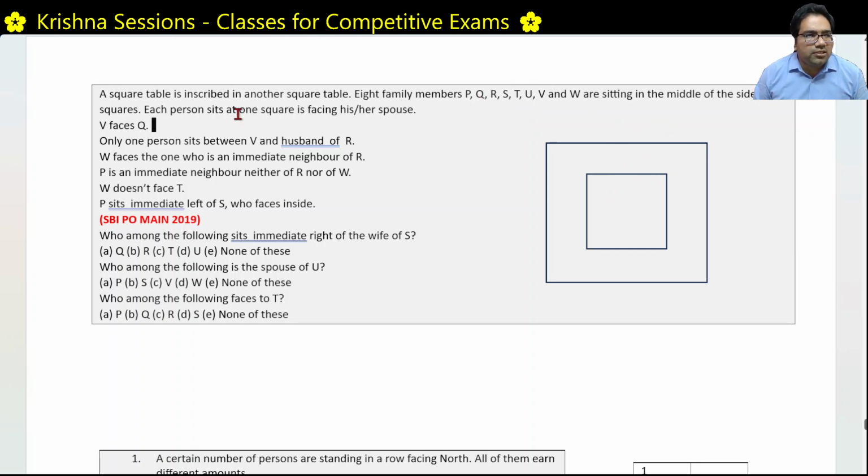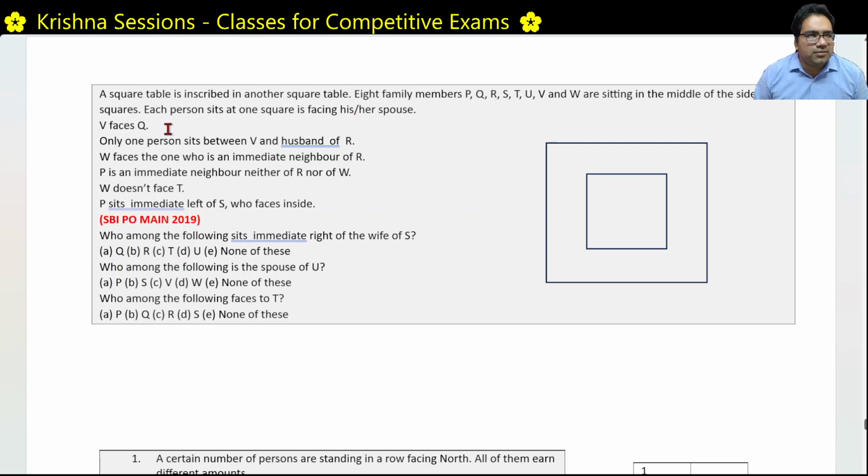And each person sits at one square, facing his or her spouse. So, for example, if this is husband, this has to be wife. Or if this is wife, this has to be husband. Similarly, this is husband, this is wife. That means there are 4 husbands and 4 wives among PQRSTUVW. Each person sits at one square facing his or her spouse. Spouse means either husband or wife.